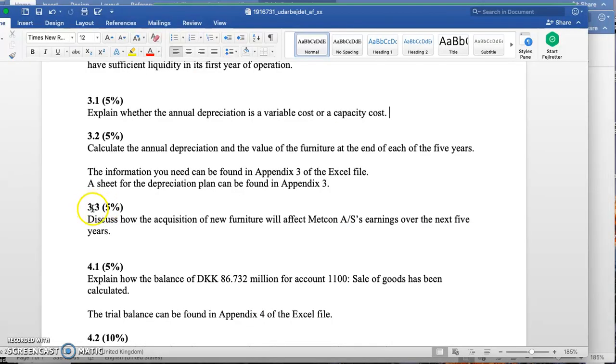In task 3.3, discuss how the acquisition of new furniture will affect Metcon AS earnings over the next 5 years. That question you can answer when you have done this, but it's of course a discussion question. So when you discuss something, I want you to look at pros and cons, because if this didn't happen, then what? If it happened, then what?